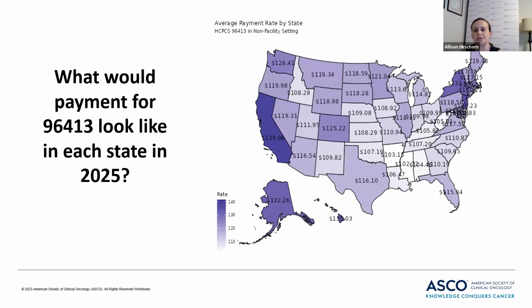This is a state-by-state look at the payment rates for 96413. So you can see there's a great variation among the states. The highest looks to be right now California with $139.08. And the lowest here is Arkansas at about $103.15.